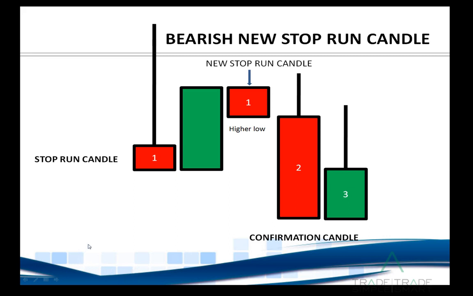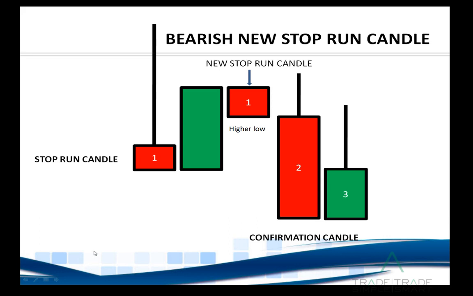So very simple process. If the confirmation bar fails to confirm down or confirm up, we're simply going to wait until the confirmation occurs. But if in a bearish example we see a higher low, this new candle will become our new stop run candle.